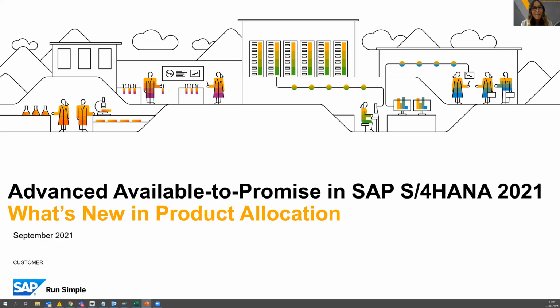And with that, I'm happy to hand over to our product owner, Wolfram Schick, who will give us now an update and share some insight about advanced available to promise in SAP S/4HANA 2021.